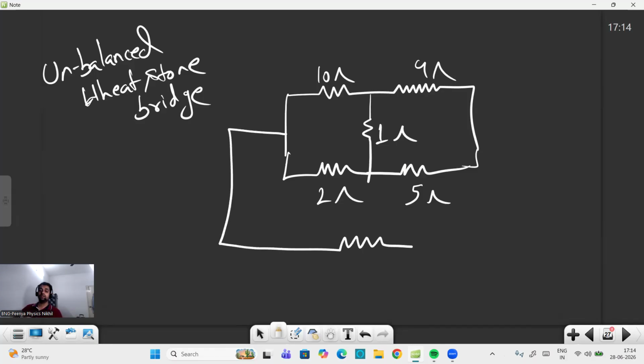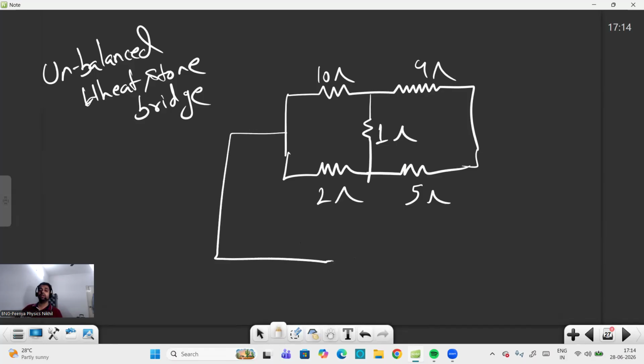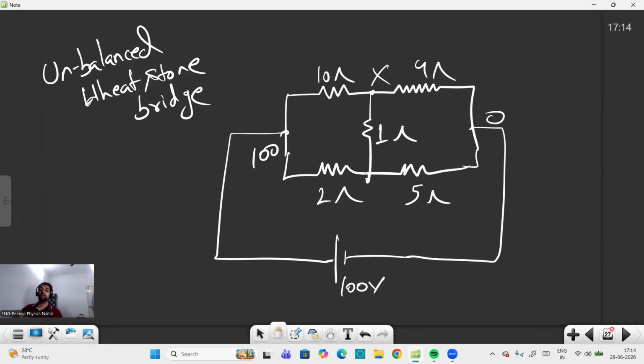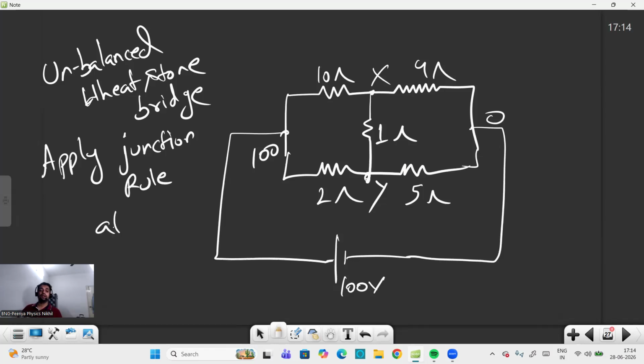So we will connect an external 100 volt supply. You can connect any volt supply, but for easier calculation, normally we connect 100 volts. So I am connecting a 100 volt supply here. Here it is 100, here it is 0. Now here the potential I will take as X and here Y. So now I apply the junction rule at X and Y.